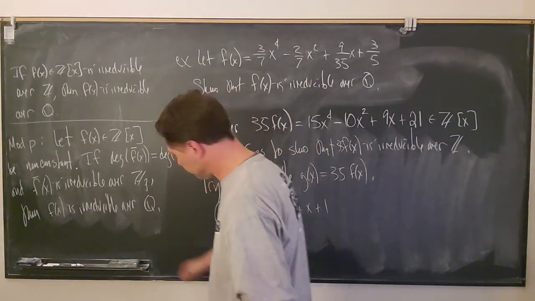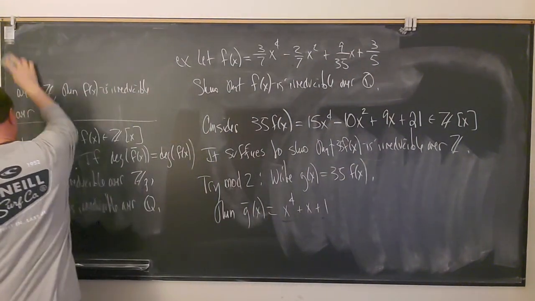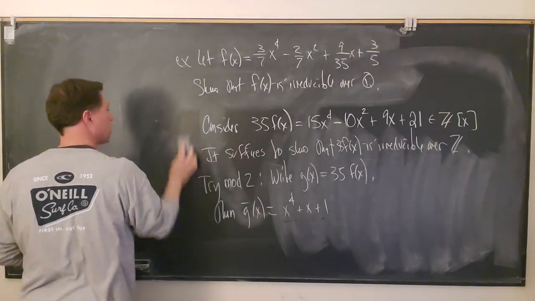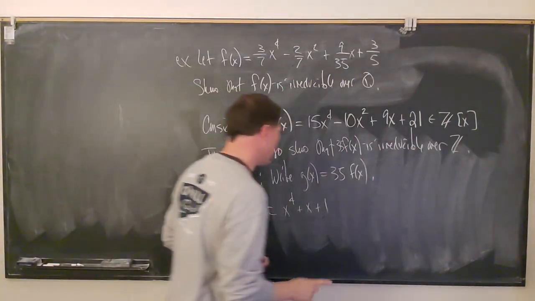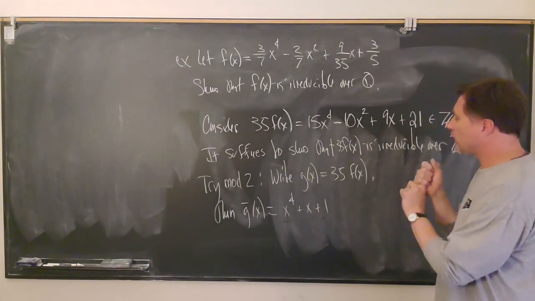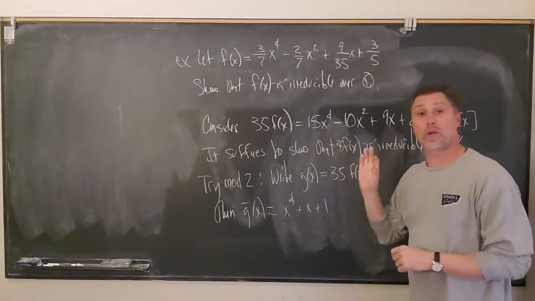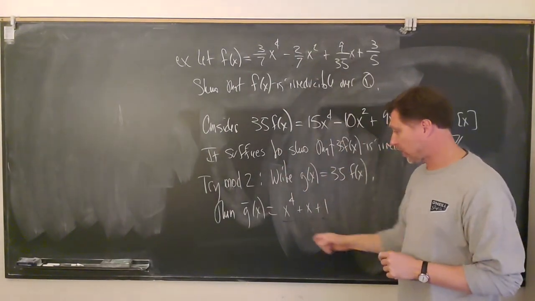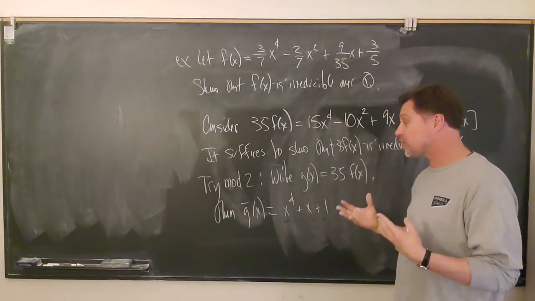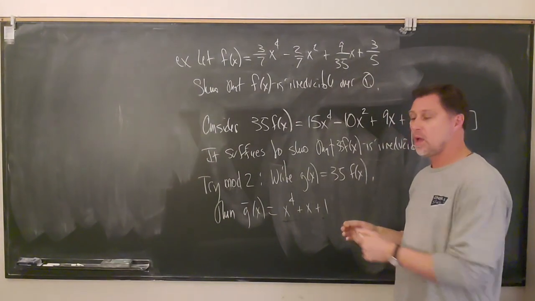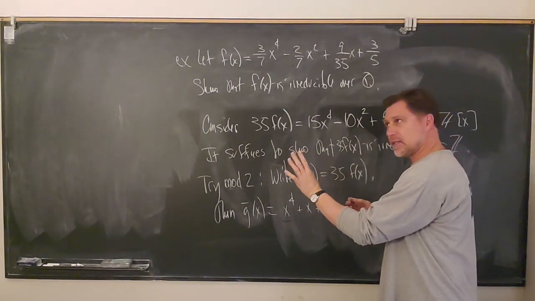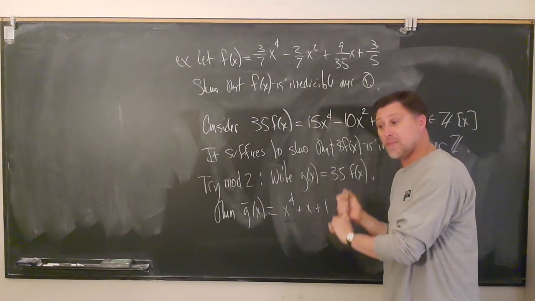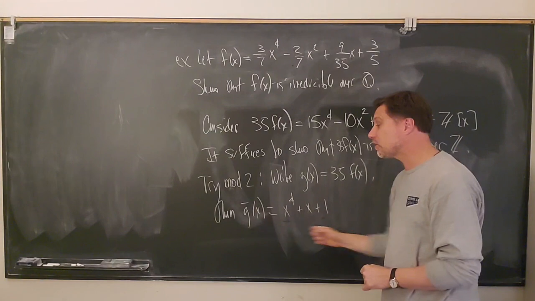Now we want to show that it's irreducible over Z_2, which means that we want to show that it cannot factor as a degree 1 times a degree 3 or as a degree 2 times a degree 2. We've got a degree 4 polynomial. So the first thing I need to do is show that it does not have a degree 1 times a degree 3 factorization over Z_2, which means that I just need to show that it does not have a 0 in Z_2.